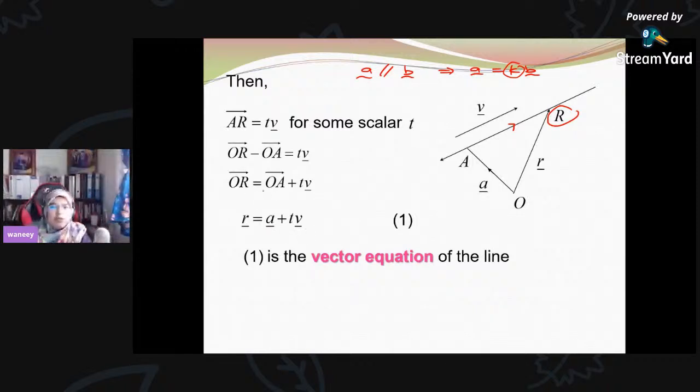So I should remind you what A is. A is any fixed point on the line. So A is supposed to be a fixed point.